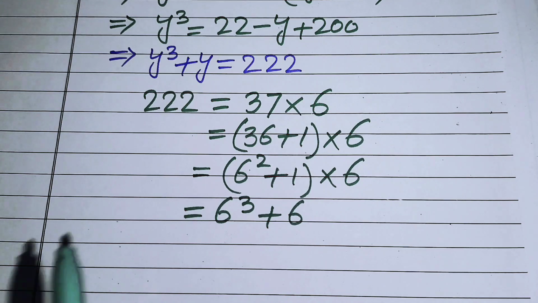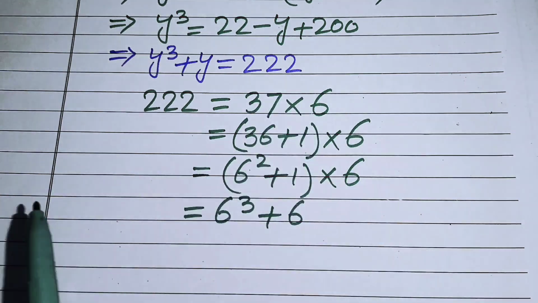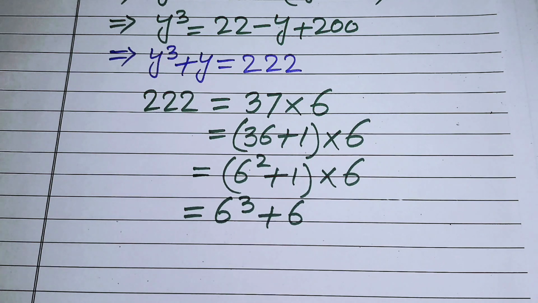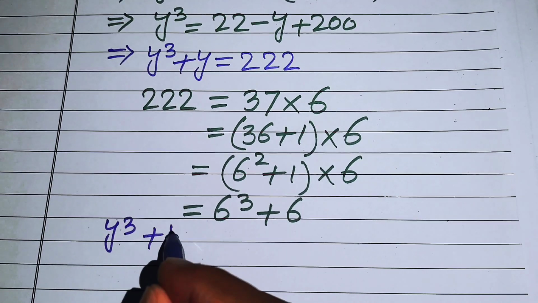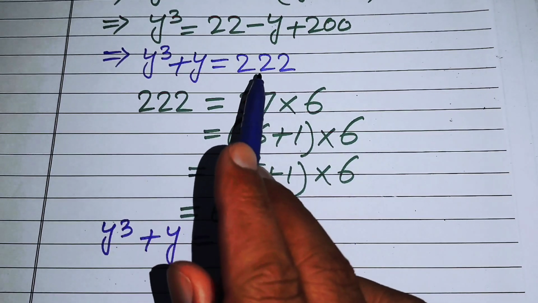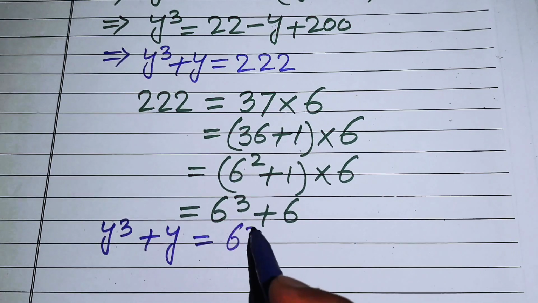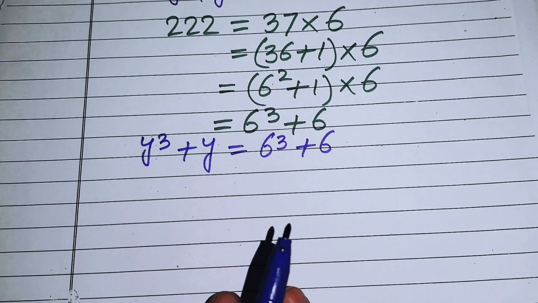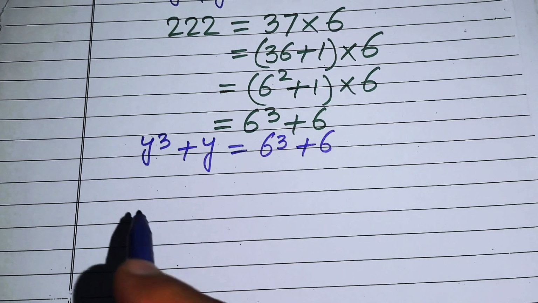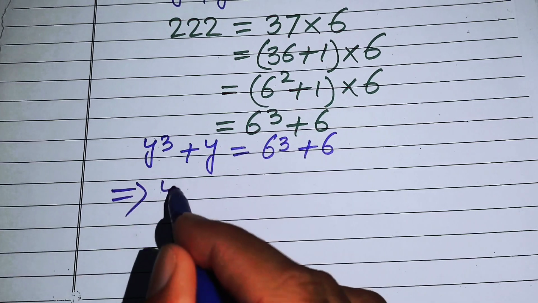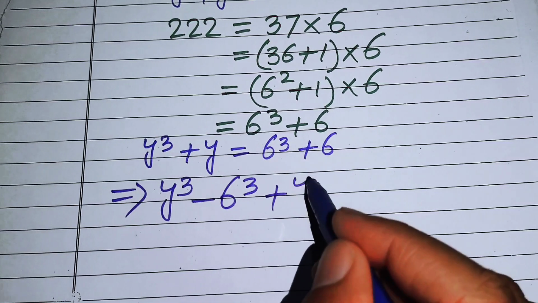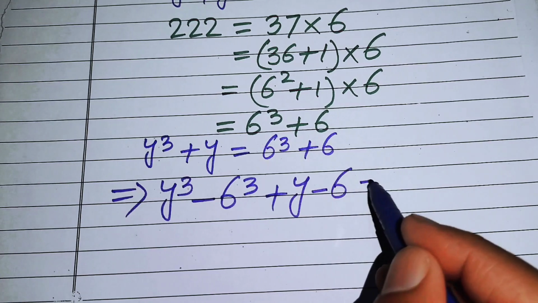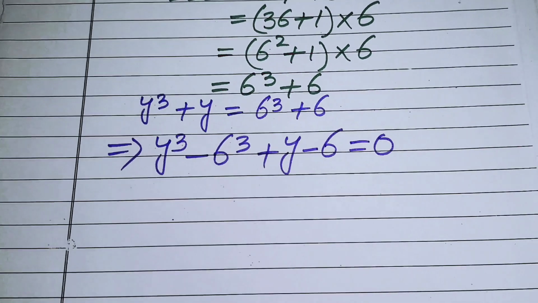So in the next step we will just replace this 222 by 6 cubed plus 6, so that our given expression will become y cubed plus y equals 6 cubed plus 6. So now we move all the terms in the right hand side to the left hand side, so that we will write it as y cubed minus 6 cubed plus y minus 6, and this whole equation equals 0.